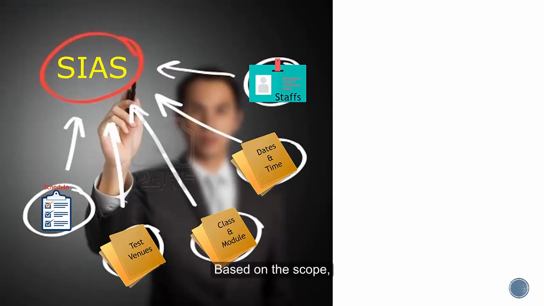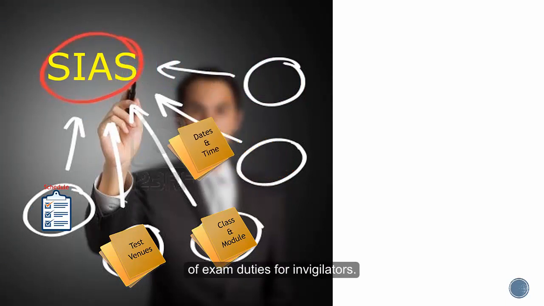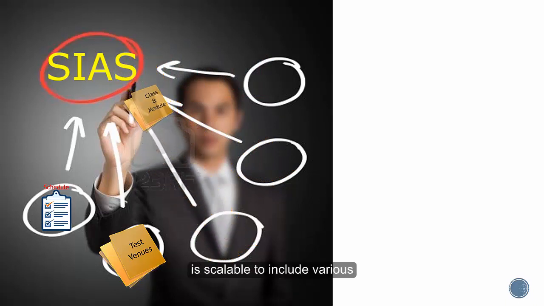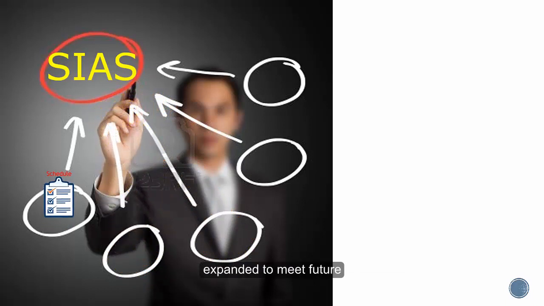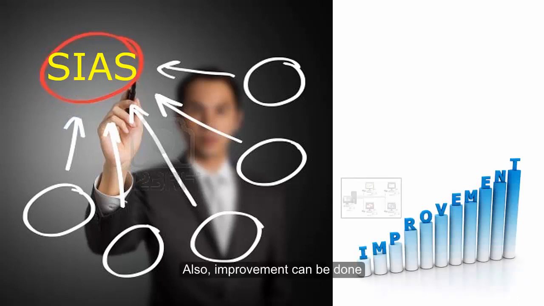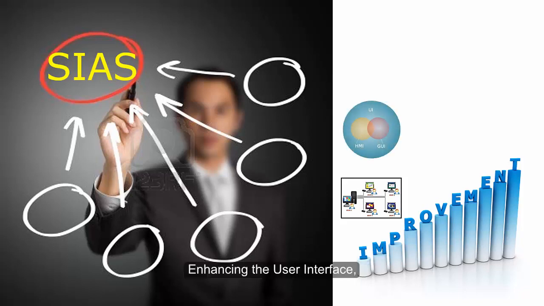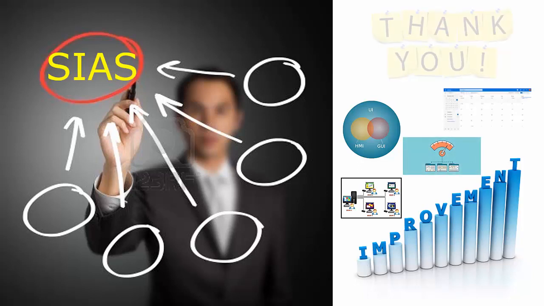Based on the scope, the SIAS was developed to meet the needs of allocating exam duties for invigilators. However, the methods, approach, and code are scalable to include various other dimensions and can be expanded to meet future scheduling or allocation needs. Also, improvements can be made in various areas, like adding user profiles, enhancing the user interface, optimizing the scheduler, and interfacing with the Outlook calendar of the invigilators. Thank you.